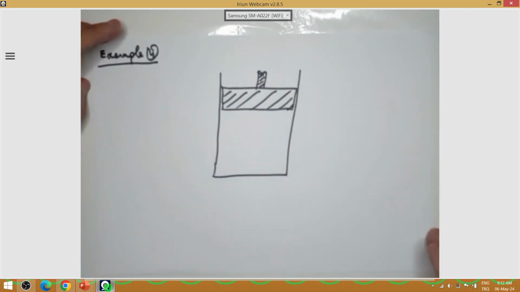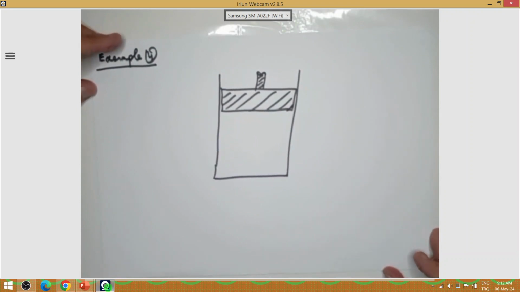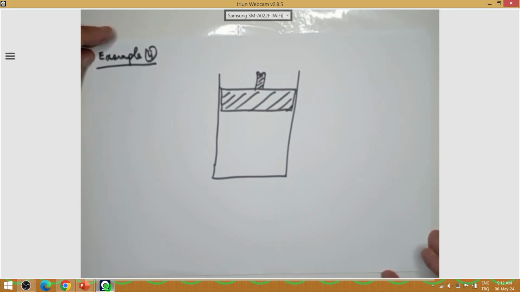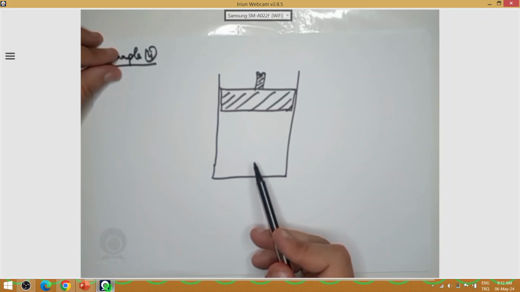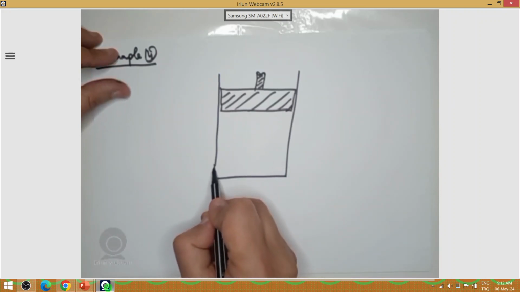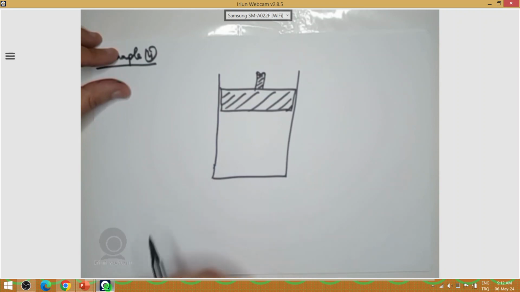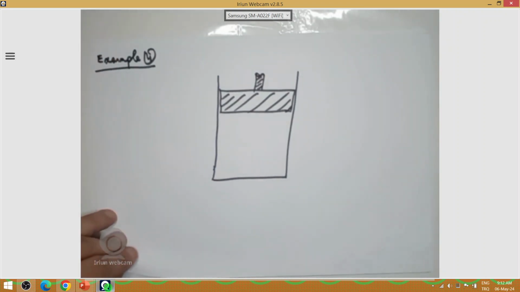So this is my piston, and I have a control volume. The control volume that I am considering is what is inside my piston, and I made a mistake here. Normally my piston is open from here, so from here it is open. I will draw this again.